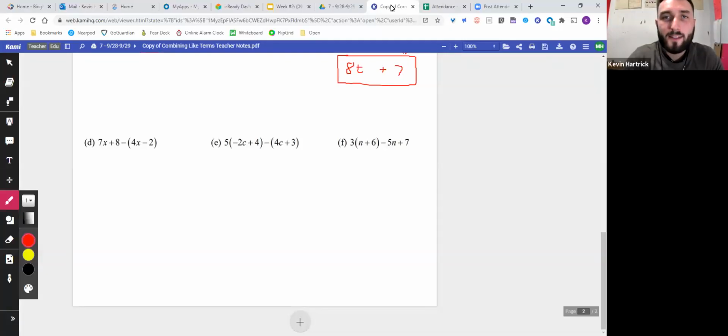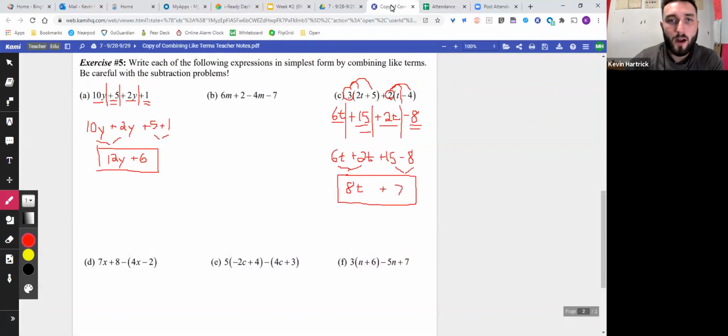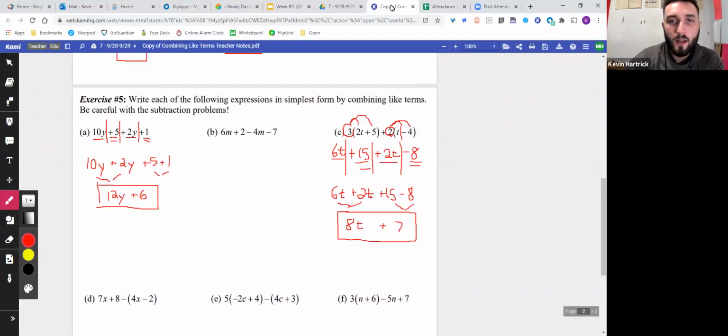All right, welcome back to part 4 of our combining like terms. We're going to look at a problem that has subtraction in it. So remember our exercise 5 we were working on. Write each of the following expressions in simplest form by combining like terms. Be careful with the subtraction problem.